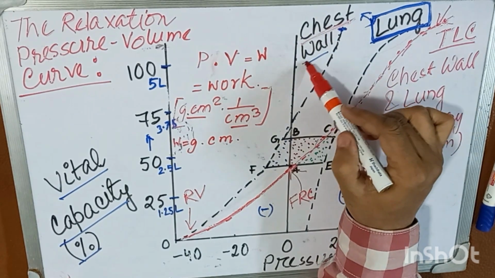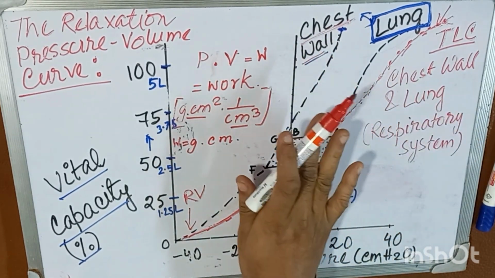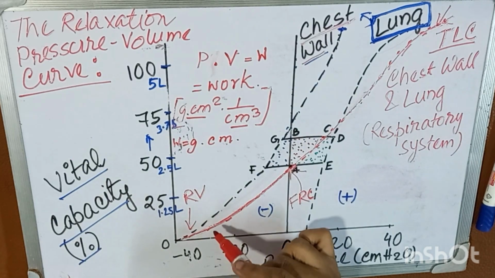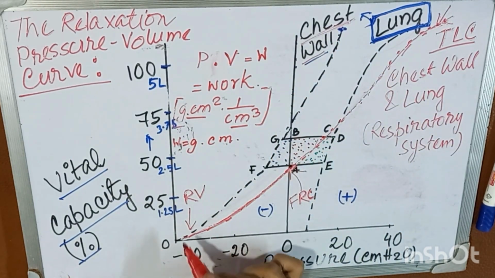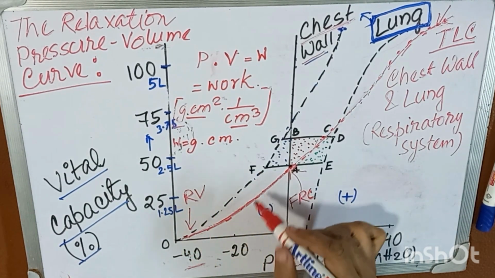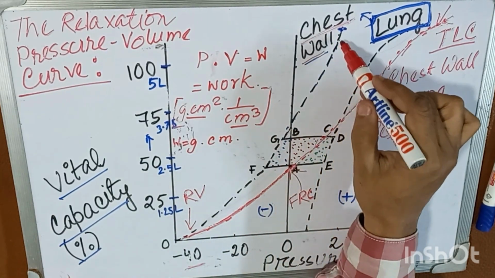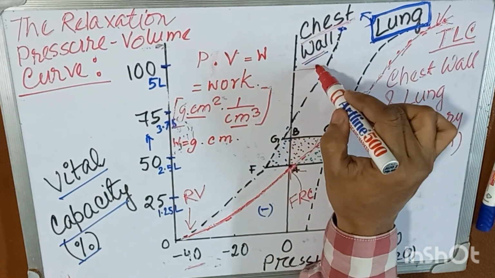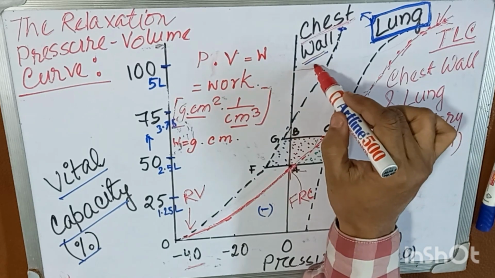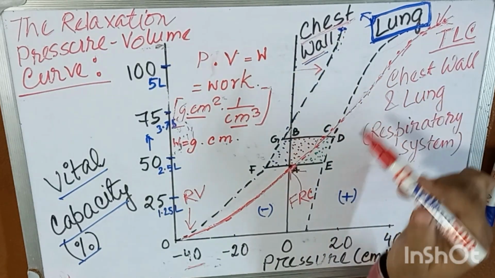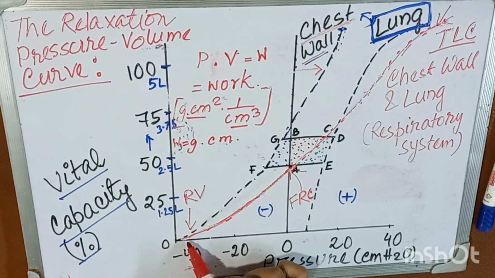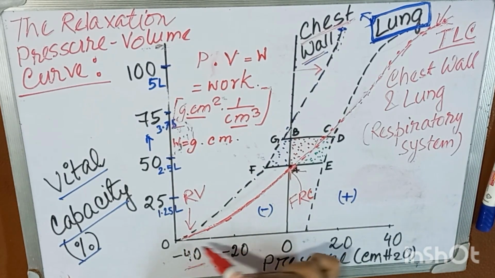The tissues of the chest wall will expand at a much lower pressure to its highest volume of 6 liters. It starts its expansion at, say, -40. At -40, the chest wall starts its expansion and it completes its expansion just above the zero pressure line, and it completely expands here. While we see that the lung doesn't expand.